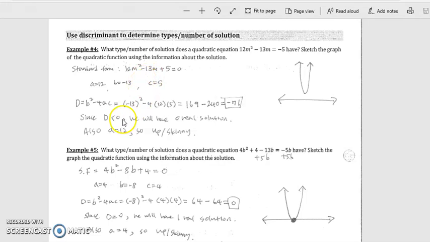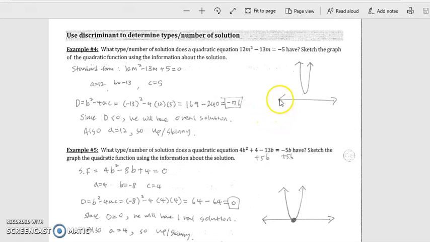You're plugging it in. B squared minus 4AC. Okay, plugging in your values. 169 minus 240 is equal to a -71. Because 71 is negative, that means that you have no real solutions. Going back to where we started the lesson, if you have no solutions, that means you have no x-intercepts. So it does not cross the x-axis.